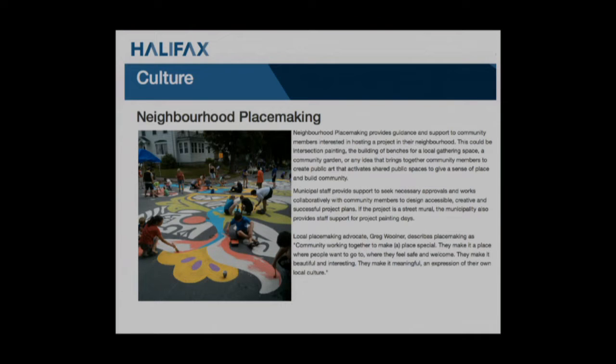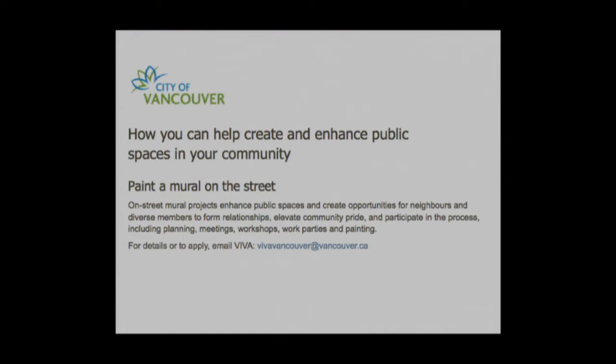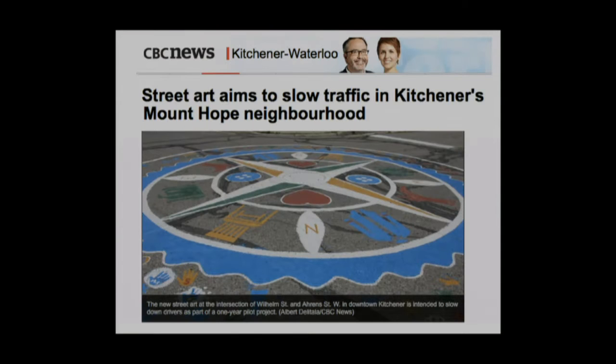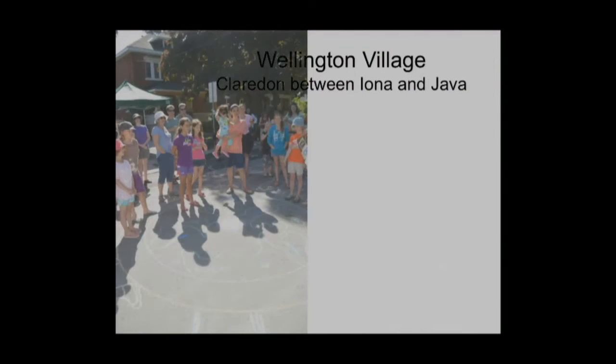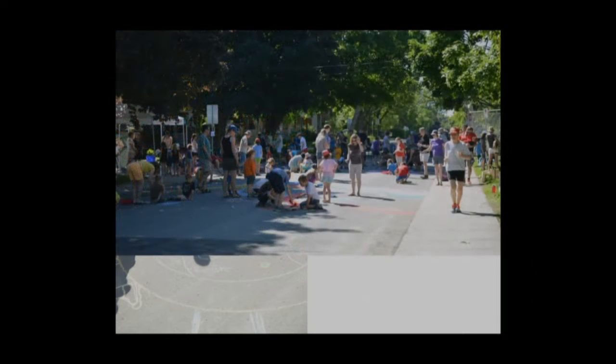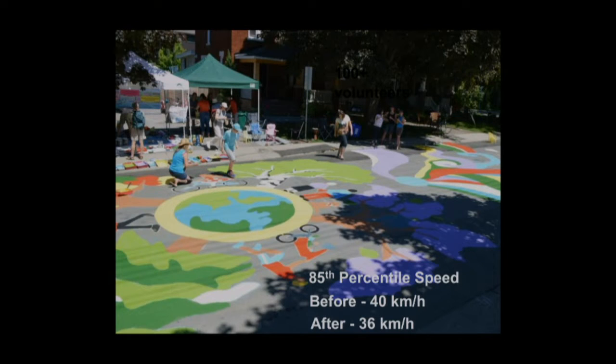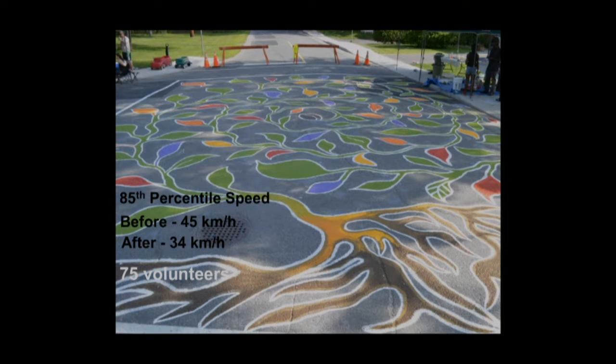Halifax has a process in place that addresses all the same concerns about safety, engagement, and cost. Vancouver has a street mural project, again involving paint, not chalk. Kitchener has one, and their aim there is to slow down traffic, and there's mixed data on that. Ottawa has, sorry, I actually didn't know this slide was animated. Before and after there, this is produced by the City of Ottawa, a slight reduction in speed as measured by city staff. And here, again, about a 10K reduction in speed.